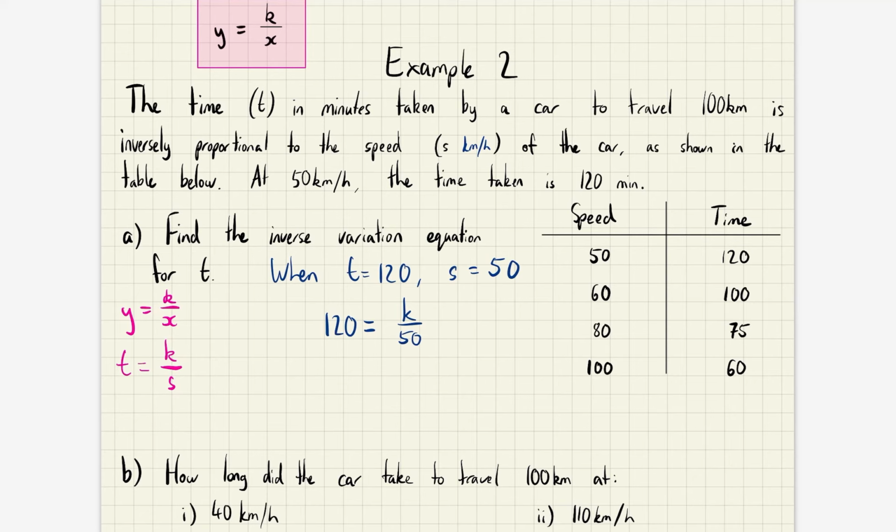Now I want to have k by itself, and we've got currently k divided by 50. So I'm going to multiply both sides by 50, and 120 times 50 is 6,000. I always like to double check in the calculator. That's what k is equal to. So if k is 6,000, we can then rewrite the equation: time is equal to 6,000 over s. And that's just for this question, okay?